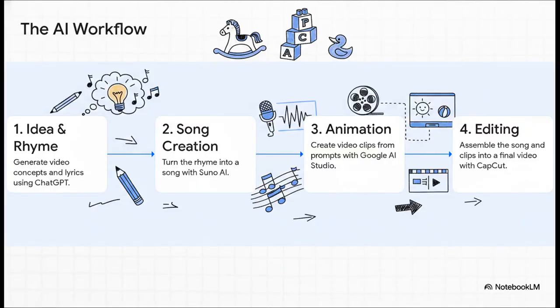So, this is the entire workflow at a glance, just 4 core steps. We're going to generate the core idea and the lyrics, then we'll turn those lyrics into a full song, create animated visuals to go with that song, and then just edit it all together. It's a simple, repeatable process that we are about to break down right now.